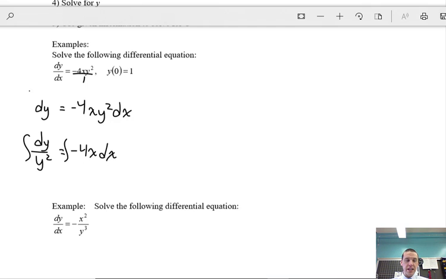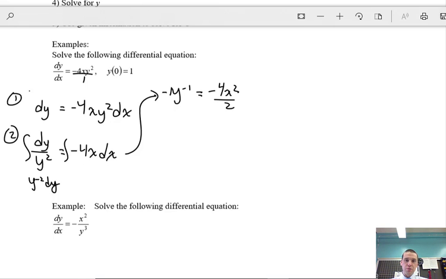So we'll integrate both sides. Now, we can rewrite that as y to the negative second dy. We will get y to the negative 1, put a negative 1 out in front since we divided by that, equals, well, we know it's negative 4x squared over 2 plus c. So we're going to get negative 1 over y equals negative 2x squared plus c.